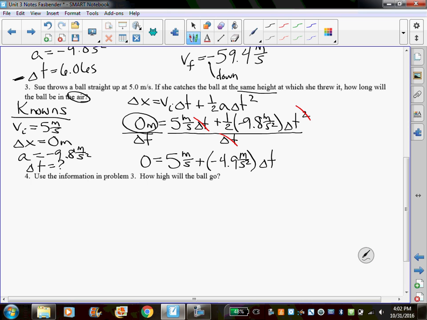So we end up with 4.9 delta t equals 5, and therefore your delta t is going to end up being 0.98 seconds.